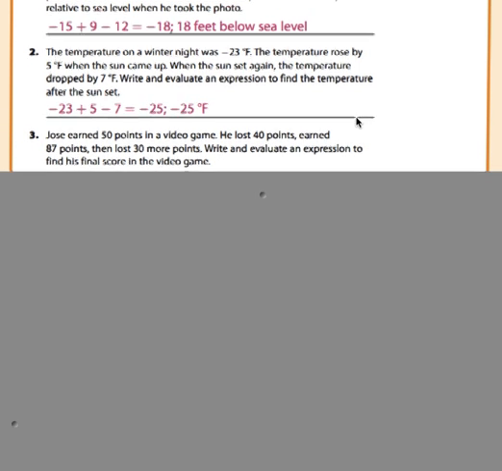Number 3, Jose earned 50 points in a video game. He lost 40 points, earned 87 points, and then lost 30 more points. Write an equivalent expression to find his final score in the video game.